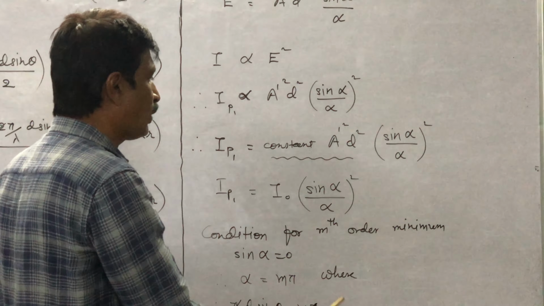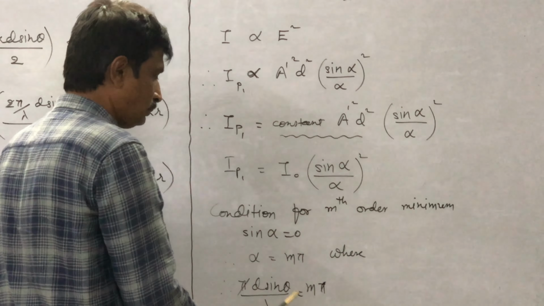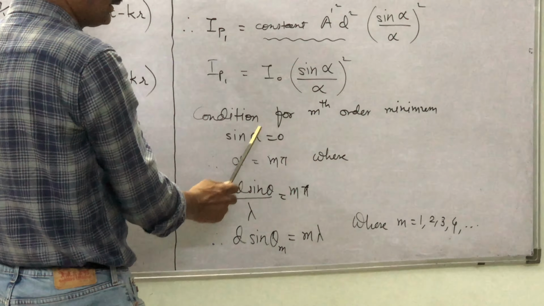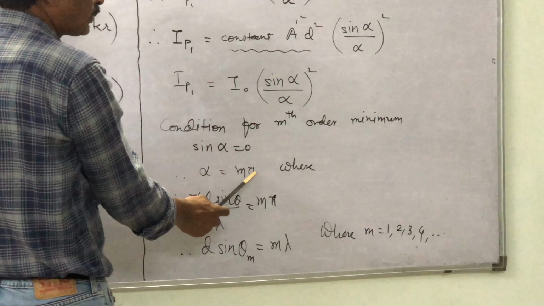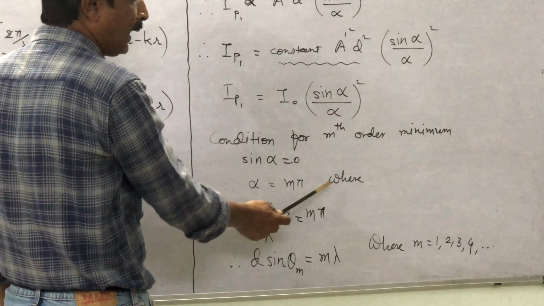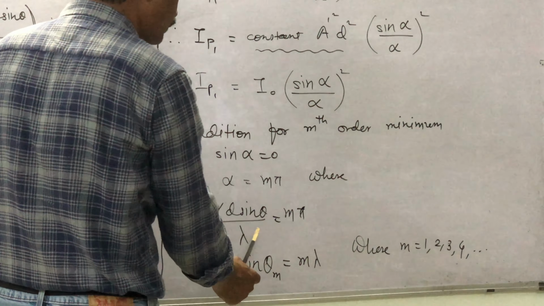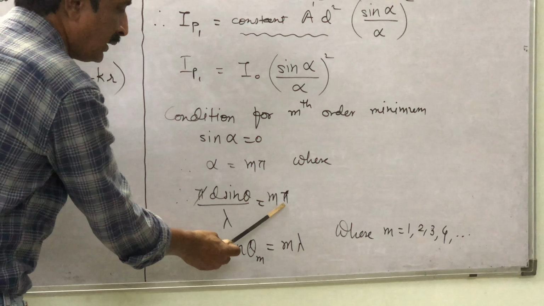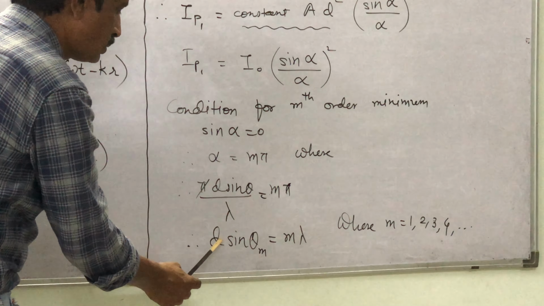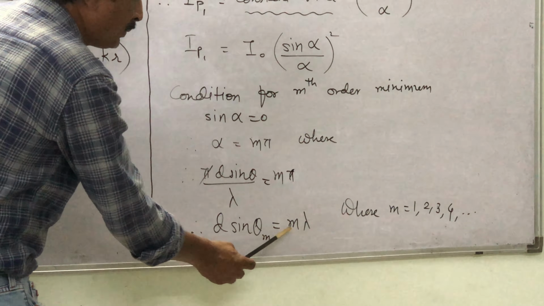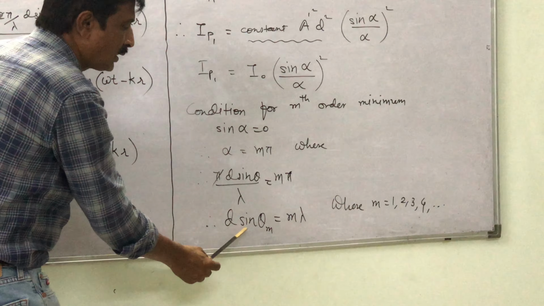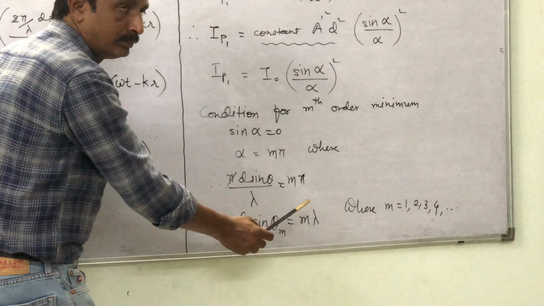Now, the condition for nth order minimum. We require sin α to be 0 because intensity is 0. So α must be an integral multiple of π, say mπ, where m equals 1, 2, 3, 4, etc. So α is π d sin θ by λ and it is mπ. π cancels out. So d sin θ_m is mλ, where m equals 1, 2, 3, 4. It is the condition for mth order minimum.